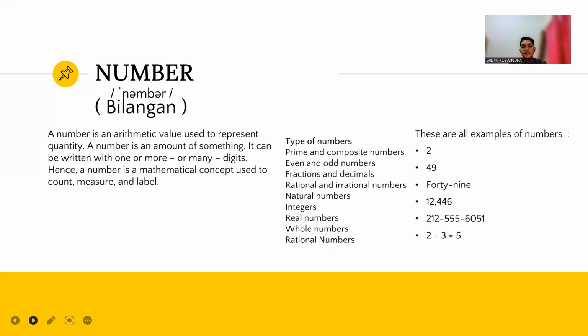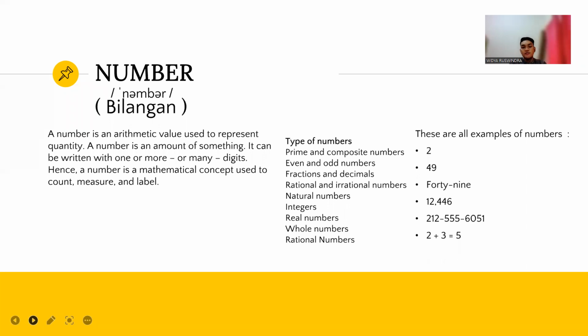Next vocabulary is number. Pronunciation is number. In Indonesian is bilangan. A number is an arithmetic value used to represent quantity. A number is an amount of something. It can be written with one or more or many digits. Hence, a number is a mathematical concept used to count, measure, and label.